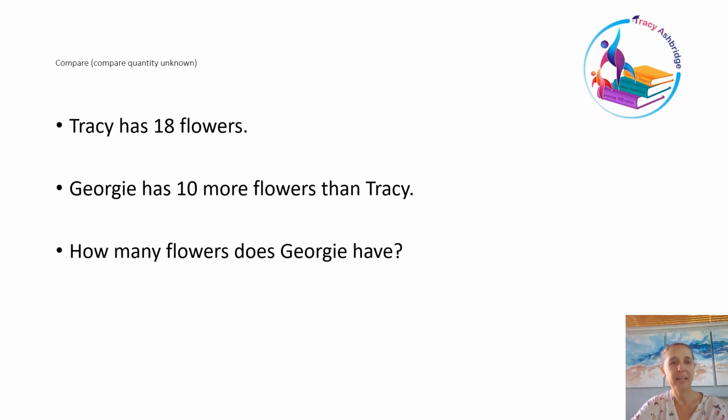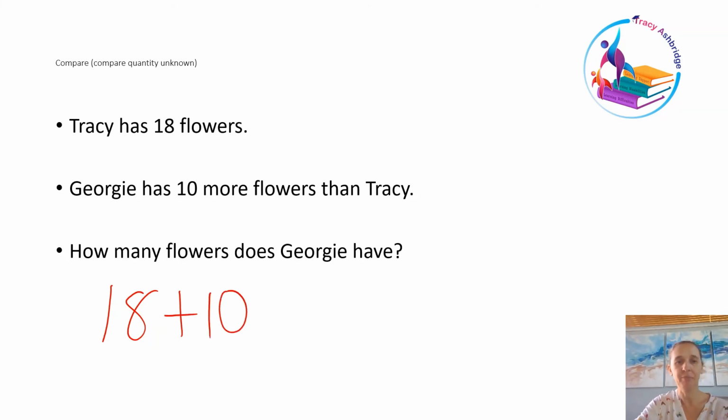And again, comparing. Tracy's got 18 flowers, Georgie's got 10 more than me. So I've got 18 and Georgie's got 10 more. So I could do 18 plus 10. Or I could draw the 18 the same for both of us in a similar way, and then see the 10 more as well.